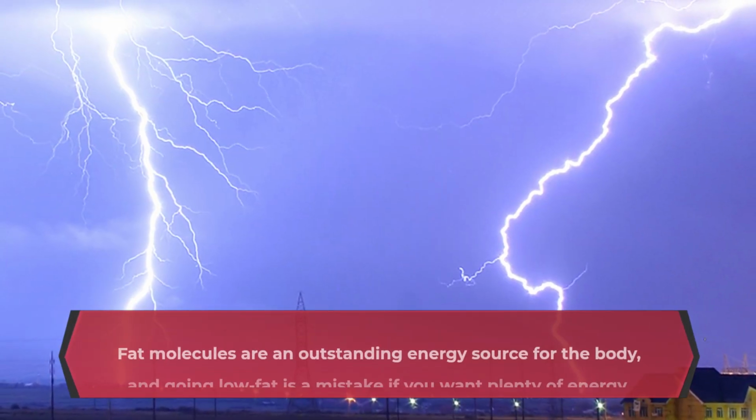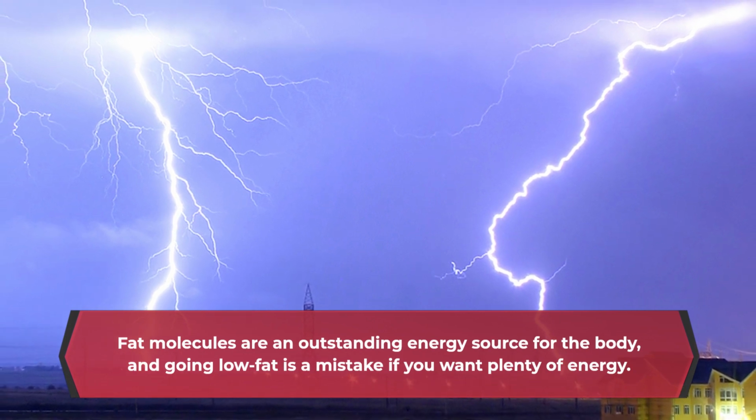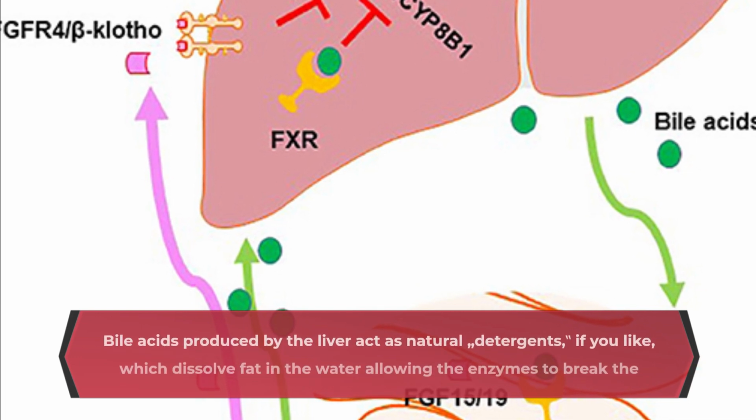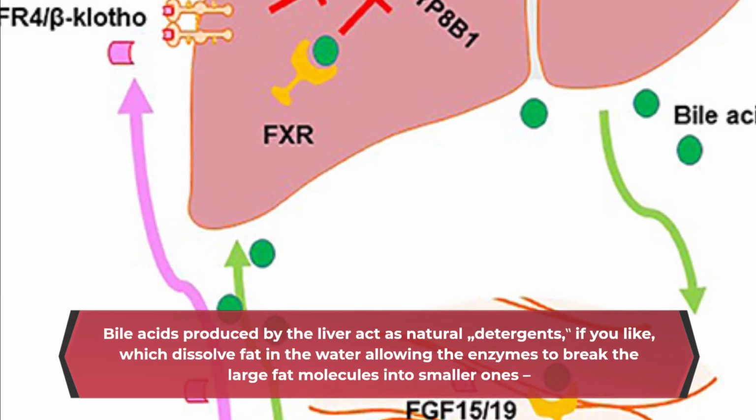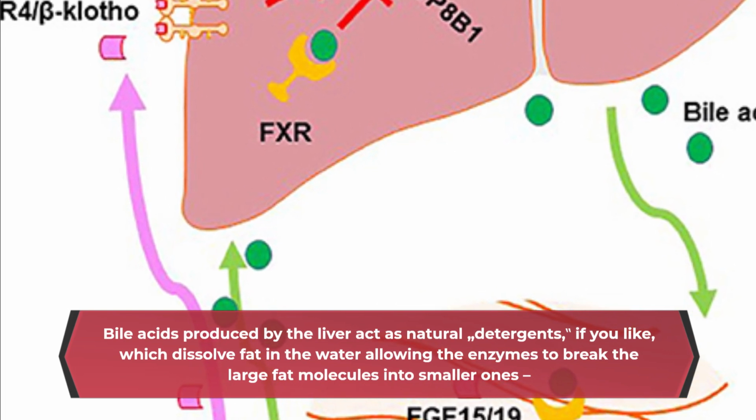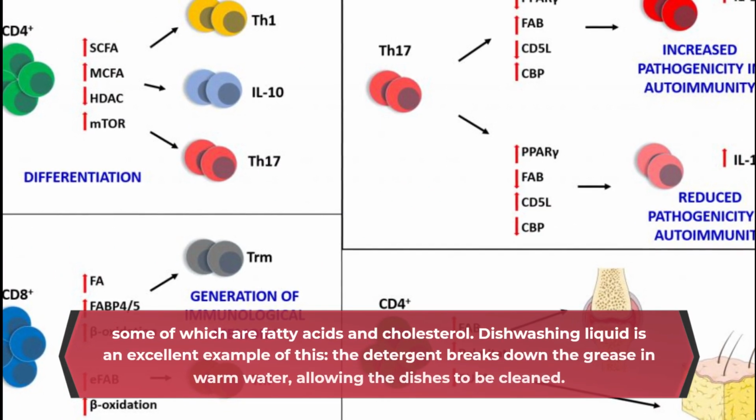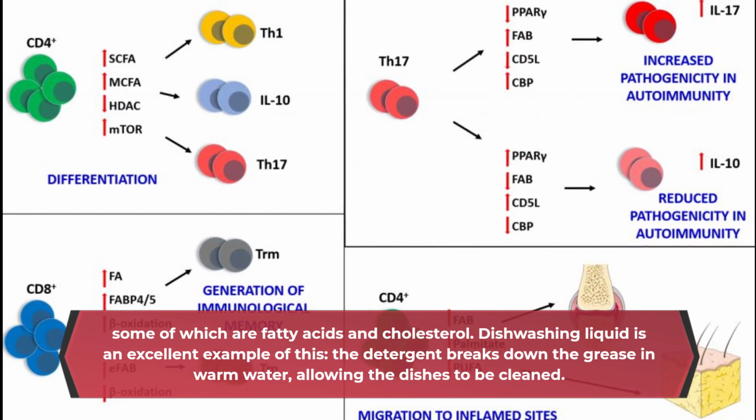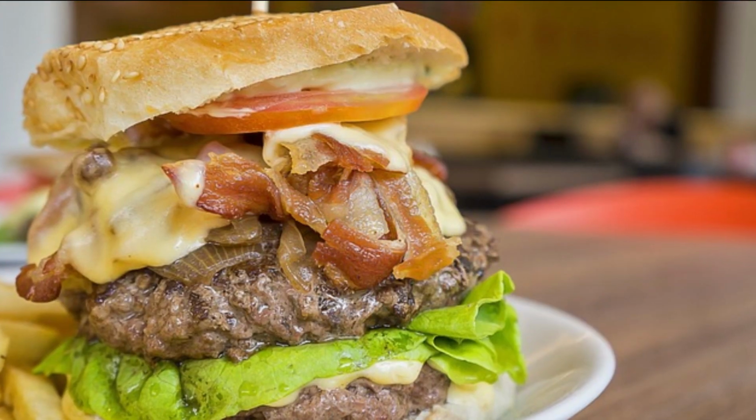Fat molecules are an outstanding energy source for the body, and going low fat is a mistake if you want plenty of energy. Instead, the idea is to have more healthy fats and none of the damaged or useless fats. With fats, the body will first need to dissolve the molecules into a more water-soluble substance to use them. Bile acids produced by the liver act as natural detergents, if you like, which dissolve fat in the water, allowing the enzymes to break the large fat molecules into smaller ones.